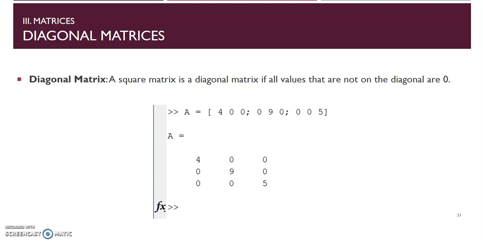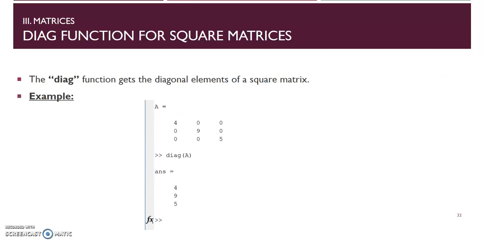A special type of square matrix is one in which the elements that are not on the main diagonal are all zero. Let's look at the example here. Now, how can we obtain the elements on the main diagonal? It is easy. All you need to do is to use the diag function, as depicted in the example below.